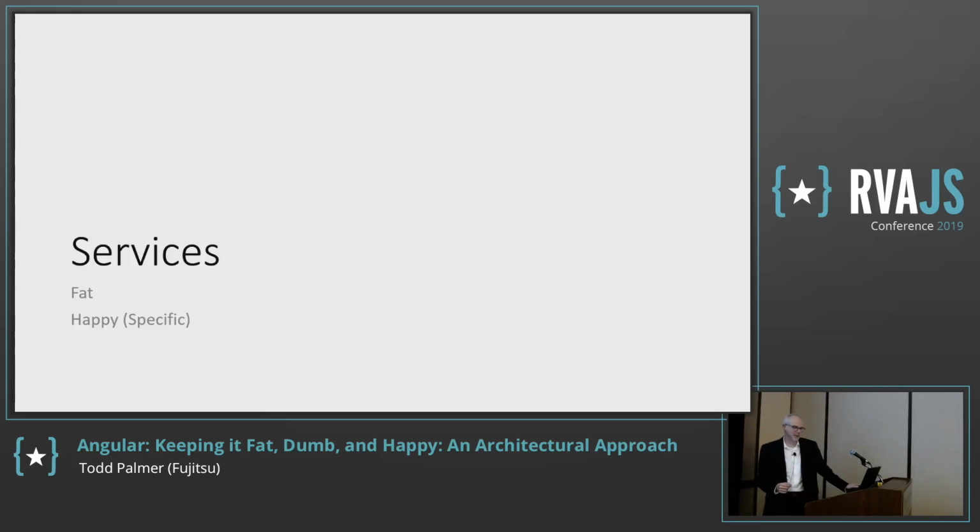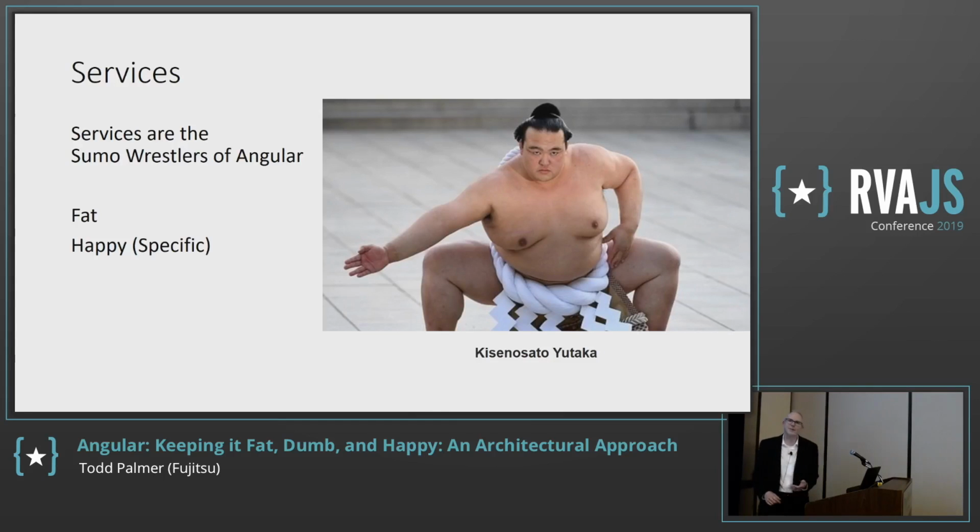All right, so services. Services, we want to keep those fat and happy. And of course, I'm using happy just as a special term for specific. All right, now working for a big Japanese company like Fujitsu, you learn a thing or two about sumo. And so sumo, services are these sumo wrestlers of Angular, right? Very big, but they have a very specific task. This is Kiseno Sato Yutaka. And he is actually one of only 3 sumo grand champions currently in the world. And he is actually the only one from Japan. The other 2 are from Mongolia.